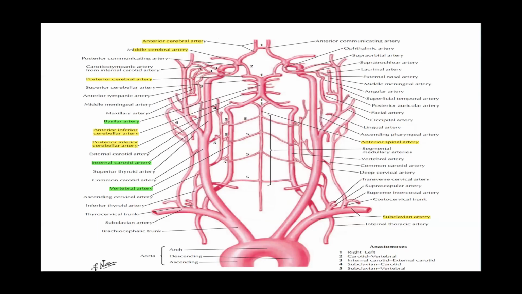This image is extracted from the Atlas of Human Anatomy by Frank Netter, and on this picture we can see our basilar artery there. So the pons will also be somewhere there.